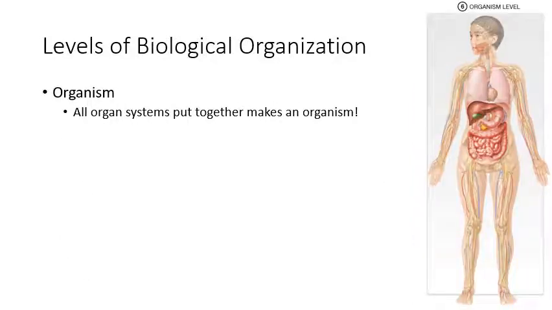And then, of course, the final level of biological organization that's relevant in A&P is just the whole organism. So if you take all the organ systems in an organism and put them together, you get an organism. And actually, in other disciplines of biology, you can keep going with the levels of biological organization. So if you take an ecology class, you'll find out about larger levels of organization, but that's all we need for anatomy and physiology.